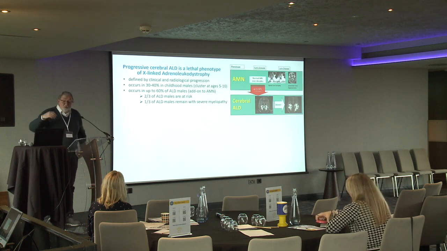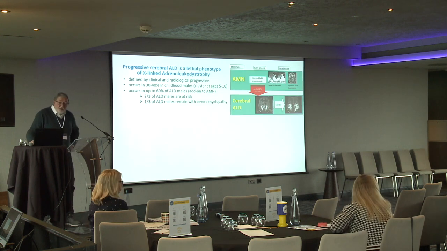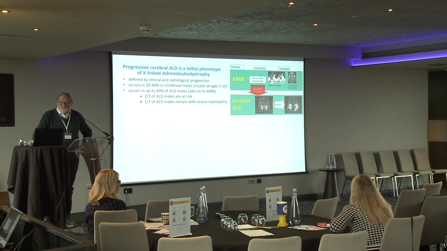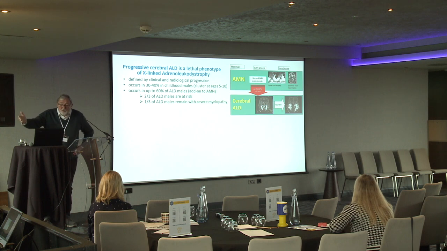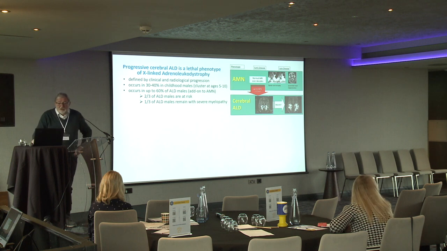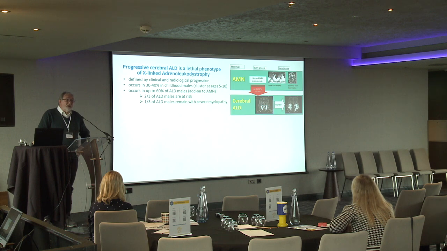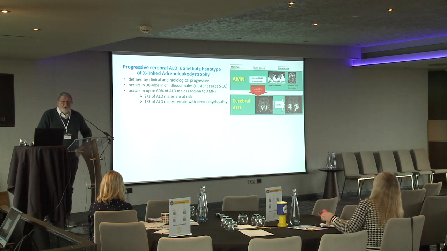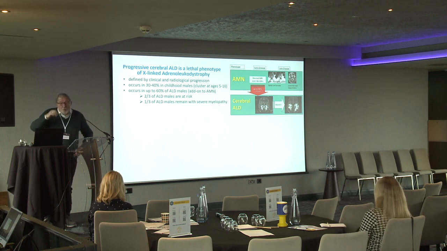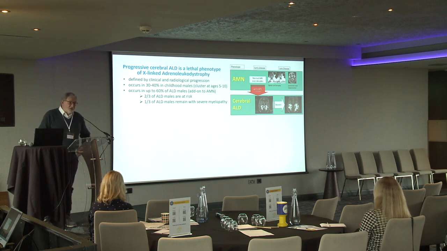So coming back to the cerebral ALD, this is really a devastating disease. It's defined as clinical and radiological progression, and you already heard today that it's affecting 30 to 40% of childhood males. But you may not know that in addition, up to 60% of ALD males will get cerebral involvement over time. So in the end, 2/3 of all male patients will get cerebral involvement with this disease. So this is very frequent.